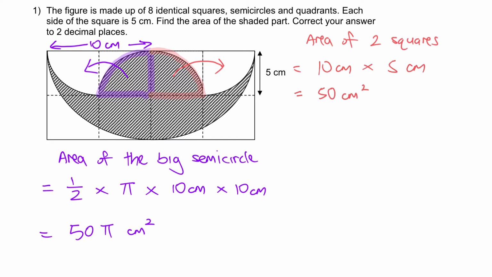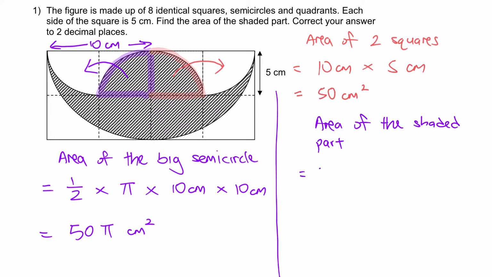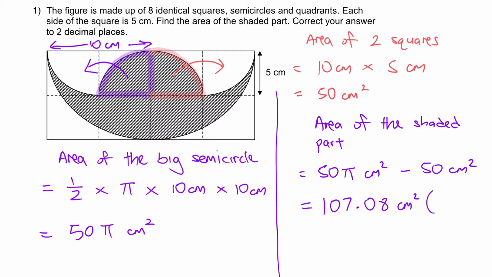The last step, okay, let me draw a line down. Area of the shaded part. That will be 50 pi centimeter square minus 50 cm square. Key all this into the calculator. Remember to correct to 2 decimal places. The answer is 107.08 cm square corrected to 2 decimal places.